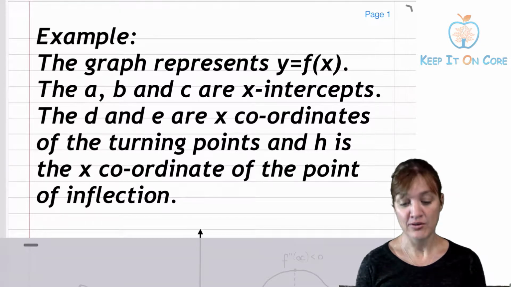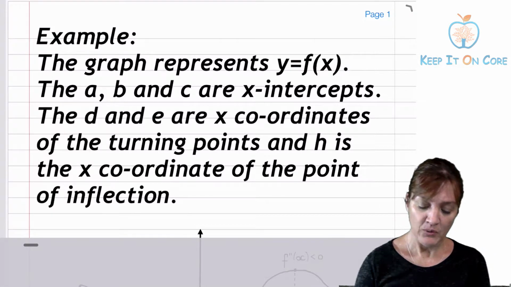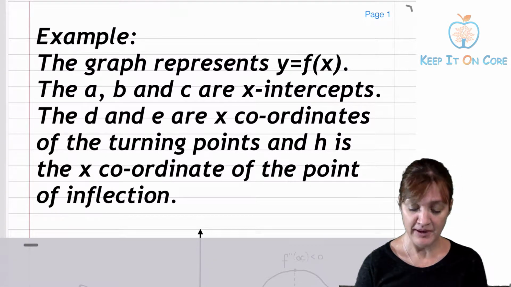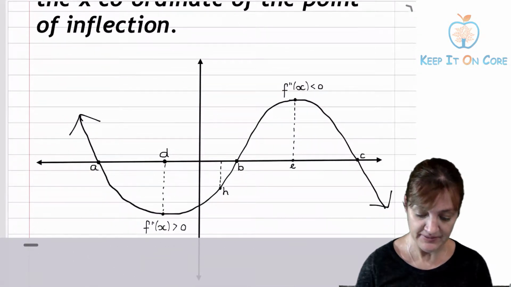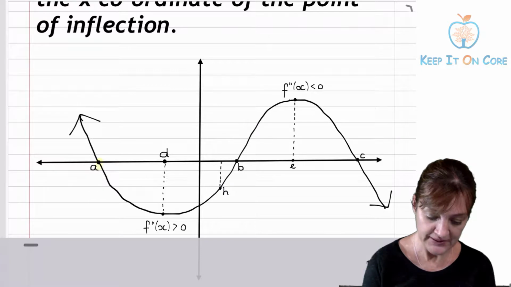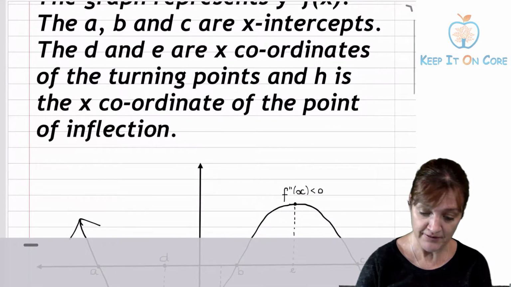Let's look at this example, just dealing with the graph of a cubic function and the properties of such a graph. We've got a graph which is representing y equals f of x, where a, b, and c are x-intercepts. So let's just note that. So point A, point B, and point C are the x-intercepts in the graph.